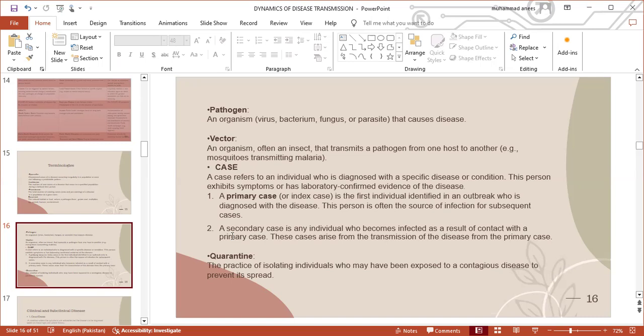A secondary case is any individual who becomes infected as a result of contact with a primary case. These cases arise from transmission of disease from the primary case. Quarantine is the practice of isolating individuals who may have been exposed to a contagious disease to prevent its spread.